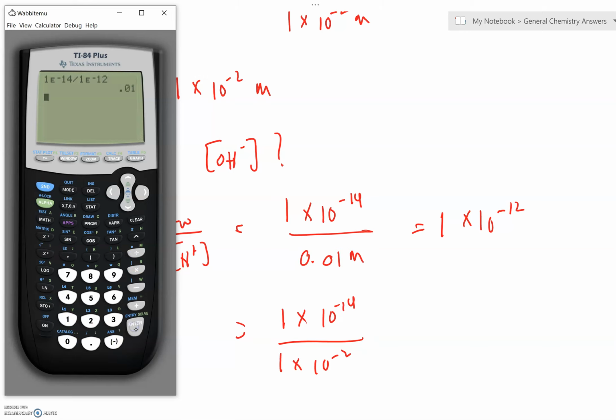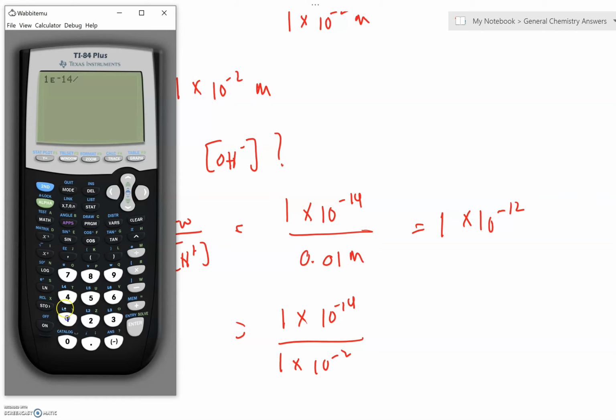Oops, excuse me. I plugged in the wrong answer. I plugged in the answer, not the question. Don't listen to what I just did. Let me try that again. 1 times 10 to the negative 14. I should have plugged in this times 10 to the negative 2. Sorry about that. Even the pros make mistakes. It was a long weekend.